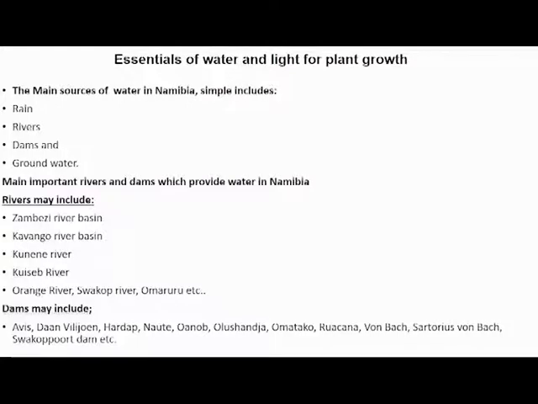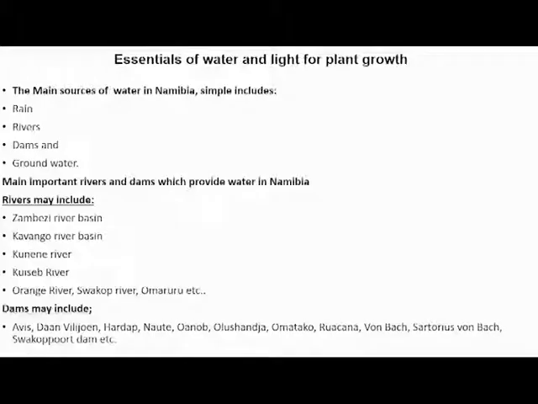You can also use other reference materials and familiarize yourself with the main sources of water in Namibia, so that you know the types of rivers and dams in Namibia. We have a lot of dams in Namibia. We can name them here: the Avis Dam, Hardap Dam, Von Bach, and others. We have so many dams. You can go into your study guides and find out about these dams, and study other materials to get to know these dams in Namibia.